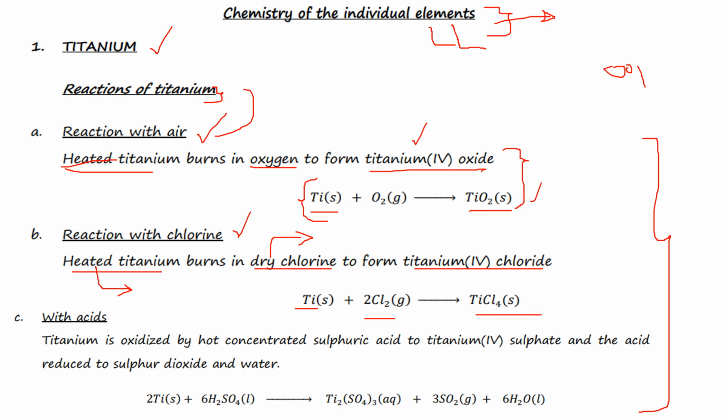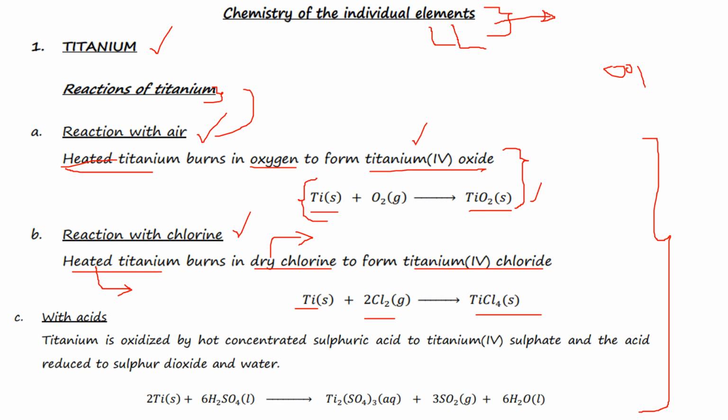Make sure that this equation above is balanced by putting a 2 here. Sorry, that one will be the way it is. Titanium oxide is TiO2 and titanium 4 chloride is TiCl4.